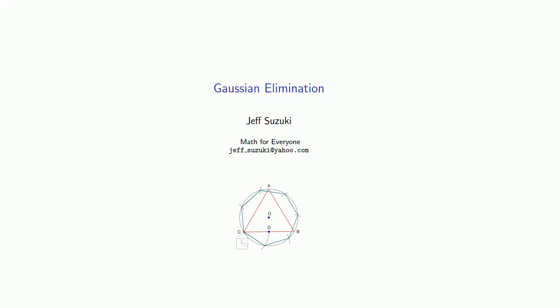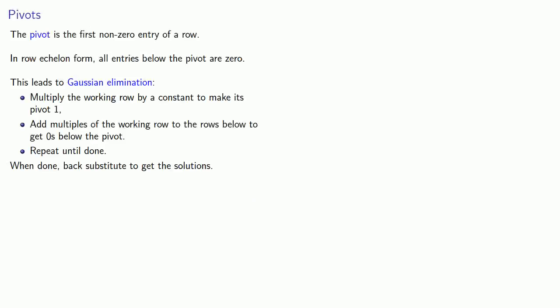Elementary row operations can be used to produce the row echelon form of a matrix using Gaussian elimination. So remember, our main steps in Gaussian elimination are to multiply the working row by a constant to make its pivot equal to 1. We'll add multiples of the working row to the rows below to get zeros below the pivot. We'll repeat this process until we've produced the row echelon form of the matrix, and then when we're done, we'll use back substitution to get the actual solutions.